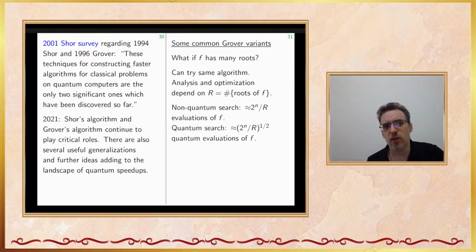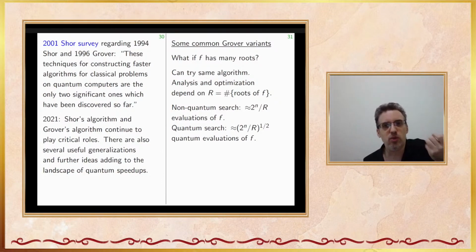What happens if there are many roots of the function? It seems like it should be easier. If there's more and more roots, they should be easier to find. I mean, if you search through 2 to the n possibilities, that's overkill. If maybe there are 2 to the n over 2 roots, then you would think if you just tried 2 to the n over 2 possibilities, that would be enough to find a root.